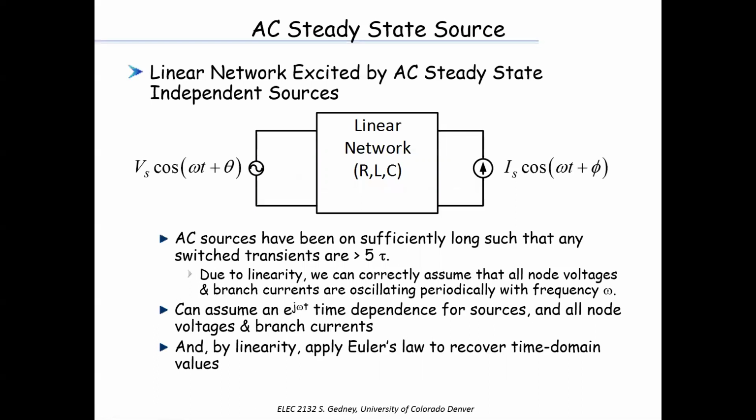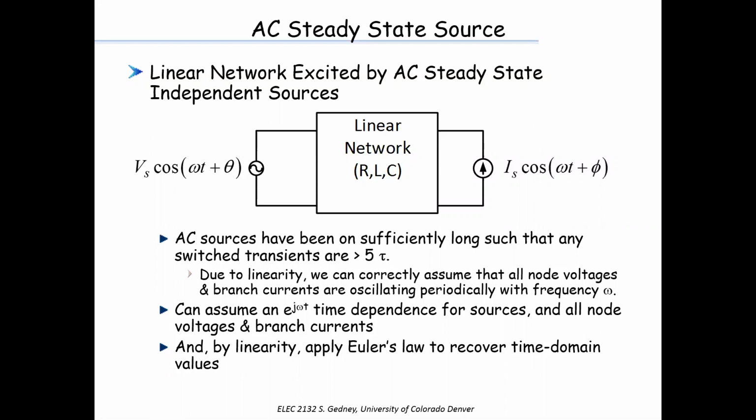What we're going to assume is that these sources have been turned on for a sufficiently long amount of time, that the time is greater than five of the time constants in the network, so that we've reached a steady state. So there's no more switched transients in the circuit response, but now everything's oscillating periodically with the sinusoidal excitations of the sources with radial frequency omega.